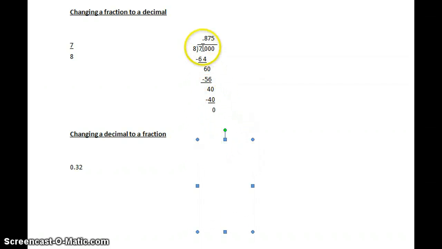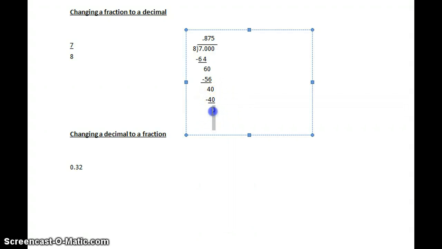I'm going to go ahead and get this out of the way to show you the rest of the work. So I have 8 times 8 is 64. 70 minus 64 is 6. Then I have to bring down this 0. Now I'll do 8 into 60, which is 7. 7 times 8 is 56. I subtract and I get 4. Now I have to bring down this 0. And I have 8 into 40 goes 5 times, and I have 40 minus 40 is 0. Once I get this remainder of 0, I'm done, and I have my answer of 0.875.